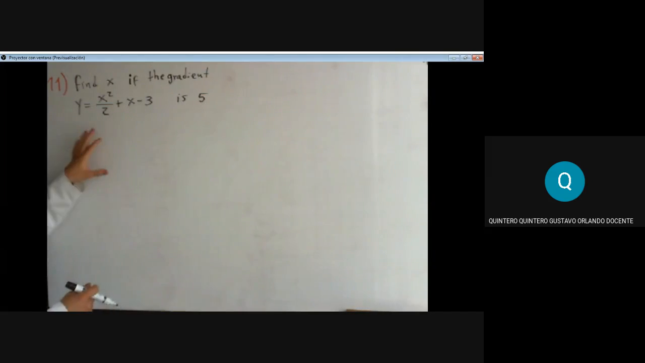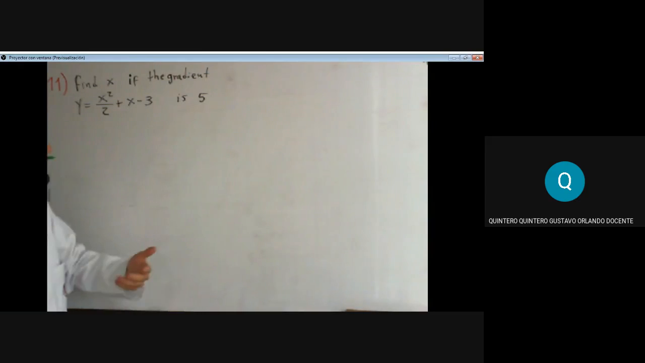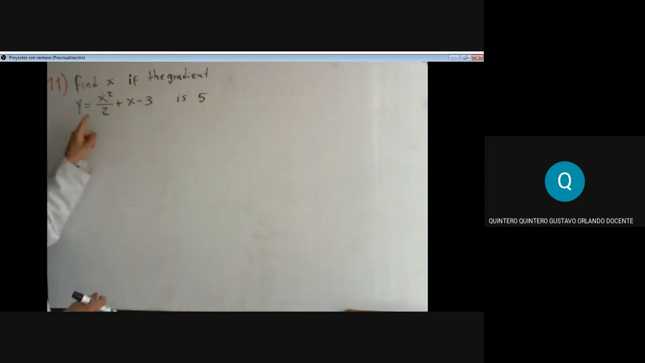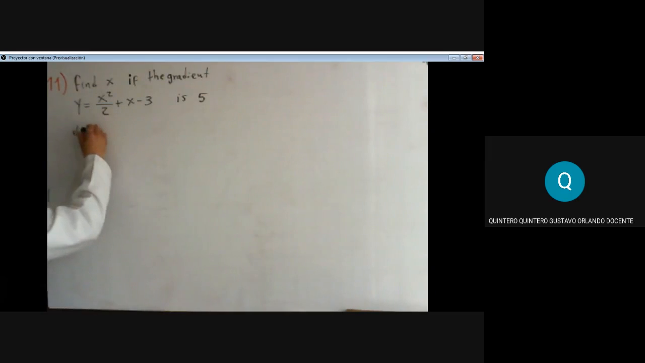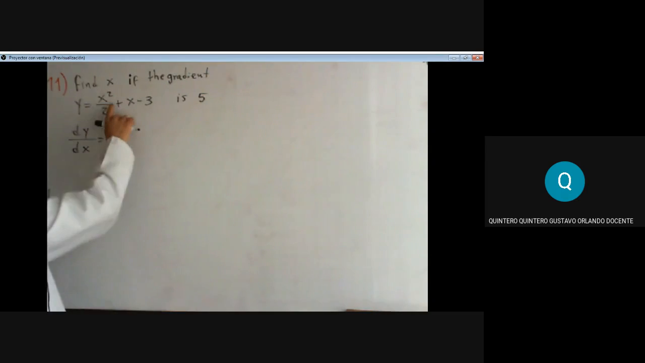Because remember, the gradient function is a function that contains every single slope for every single value, right? Well, one of those is going to be equal to 5. So if I find the derivative first and I replace the m of the derivative by 5, I will be able to isolate for x. This is what I mean by that. So doing the derivative first, dy over dx, will be absolutely easy. This function is absolutely easy to derivate.